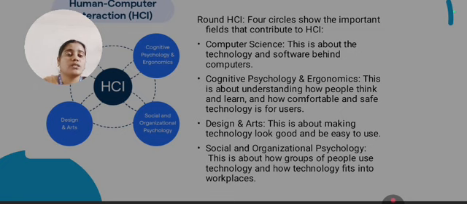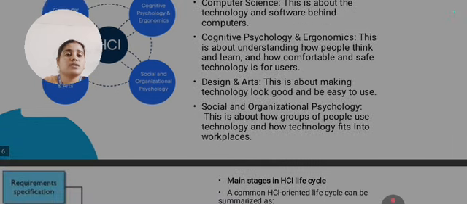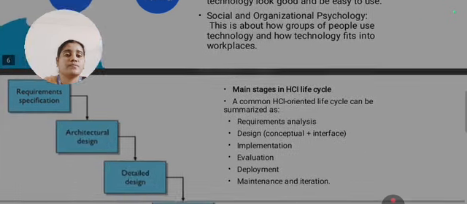This is about understanding how people think and learn and how comfortable and safe technology is for users. Third one is design and arts. This is about making technology look good and be easy to use. Last one is social and organizational psychology. This is about how groups of people use technology and how technology fits into workplaces.